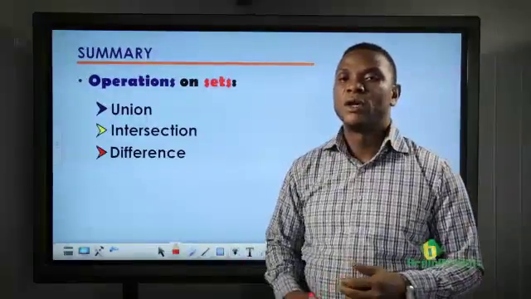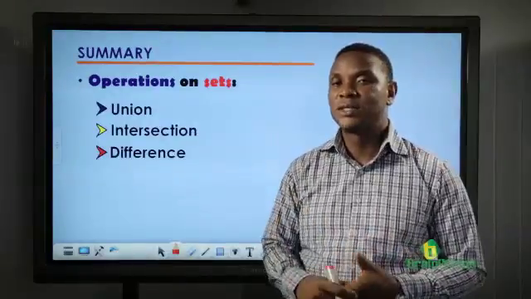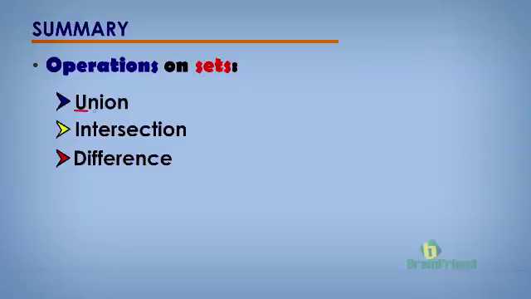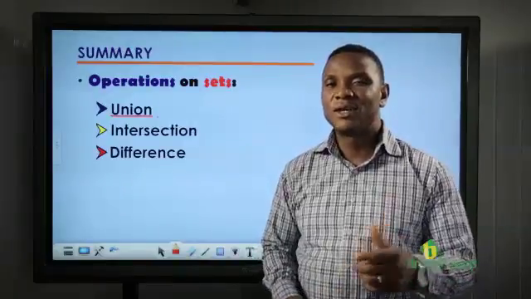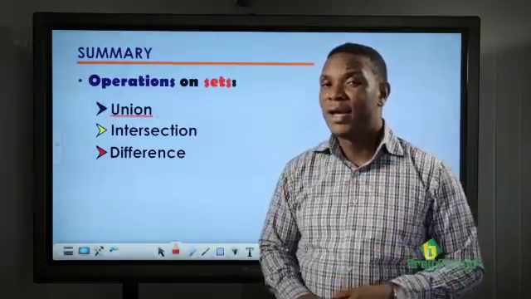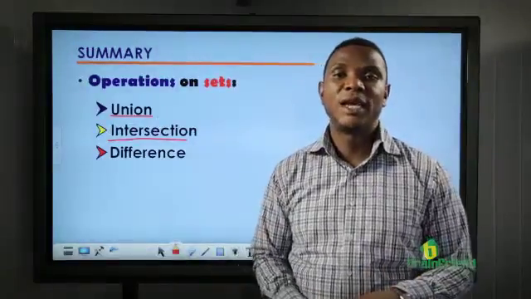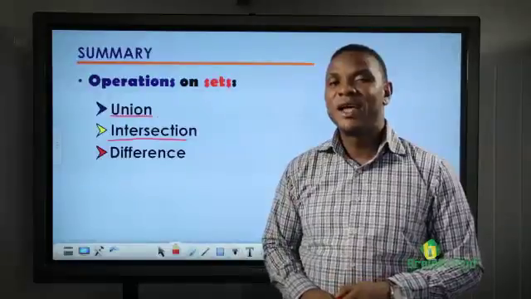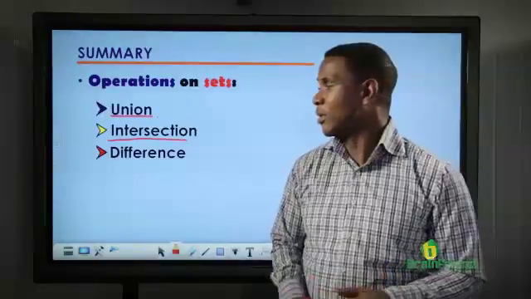In summary, we've learned that there are certain operations that are commonly found between sets. One of such operations is the union of sets. We said the union of two given sets A and B is a third set that contains all the elements that belong to both A and B. We also learned about intersection. We said the intersection between two sets A and B is every similar element that is present in A and is also found in B.